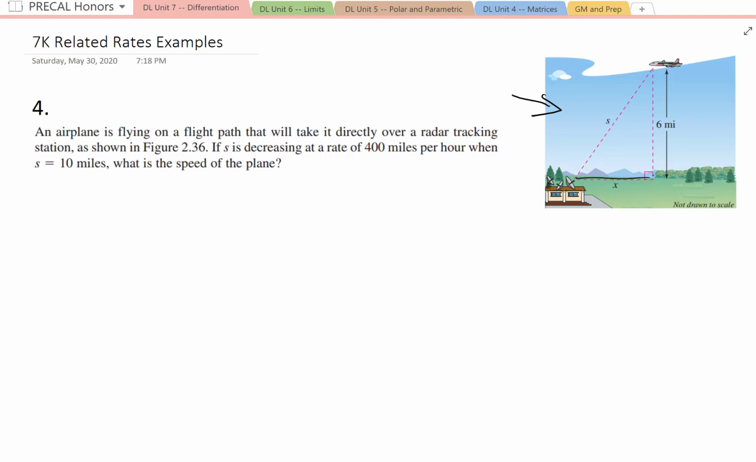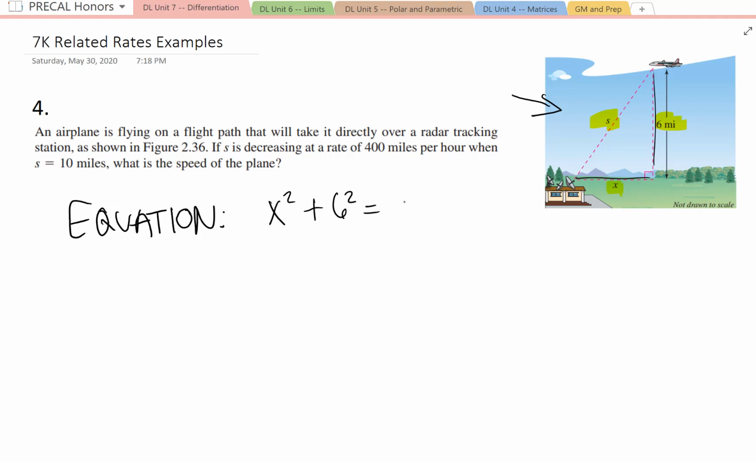And what we're relating for that right triangle is its side lengths. Do you know an equation that relates the side lengths of a right triangle? Pythagorean theorem. So the Pythagorean theorem would be a squared plus b squared equals c squared. But in our example, we have x, 6, and s being the hypotenuse. So x squared plus 6 squared is equal to s squared.